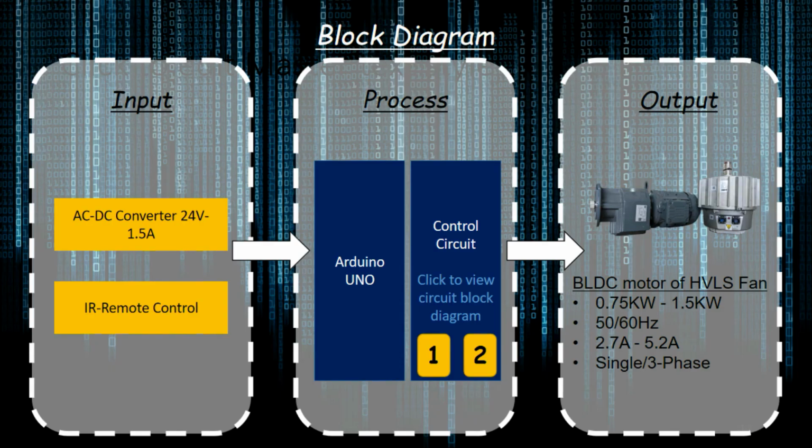That is the picture of the current controller. This is the block diagram. For the input, I will use the AC-DC converter and the IR remote control. The process will be the Arduino Uno attached with the IR remote control receiver. The control circuit needs to be developed. Then the output is the BLDC motor of the HVLS fan, which is 0.75 kilowatt to 1.5 kilowatt, depending on the size of the blade.